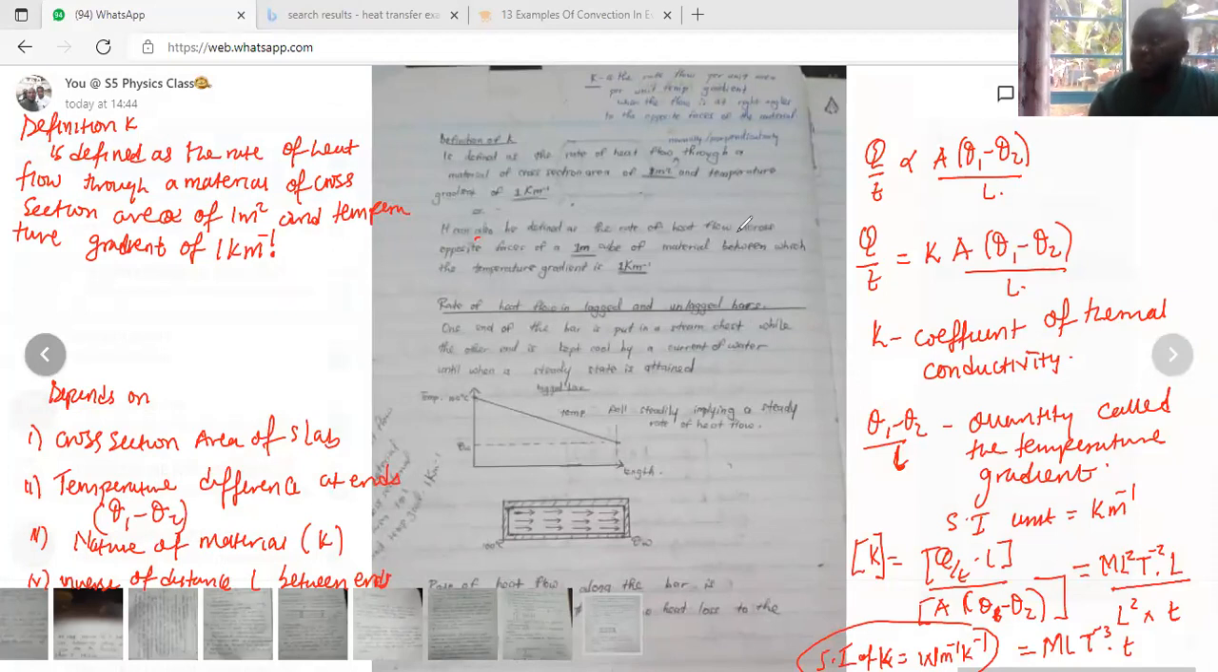Now we can also discuss what we call the rate of heat flow through lagged and unlagged bars. A lagged bar is one which has been coated with a coating which does not allow heat to flow to the surrounding, whereas the one which is unlagged is open, so it can allow heat to be transferred to the surrounding. So that is one difference I wanted you to first get to know. But as you get that difference, let me see if I can get you some illustrations here furthermore on conduction.